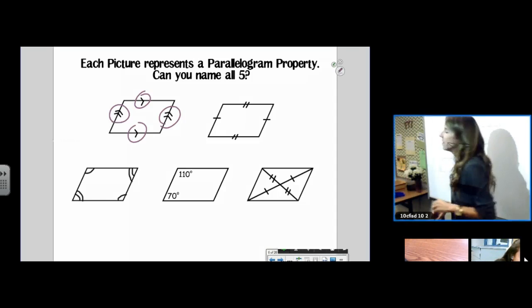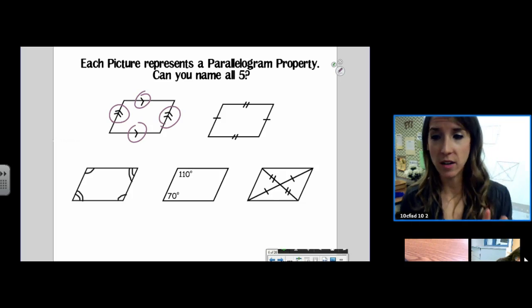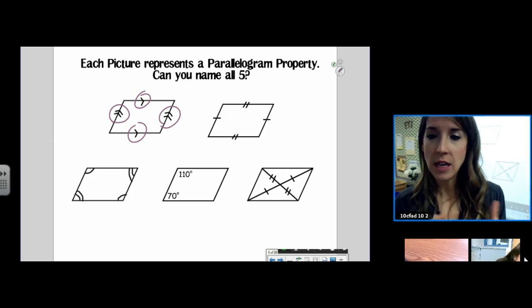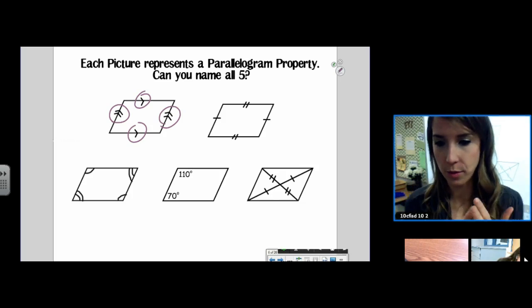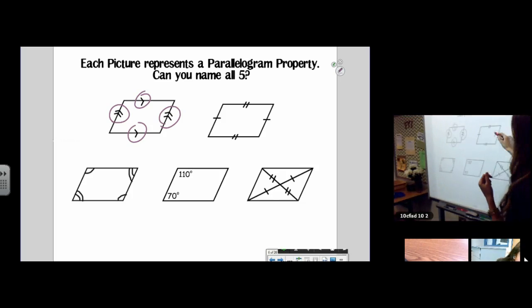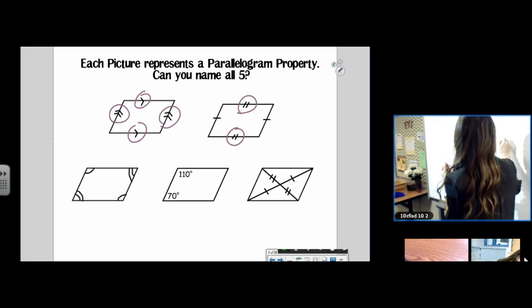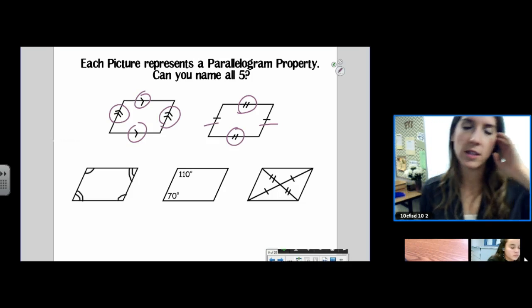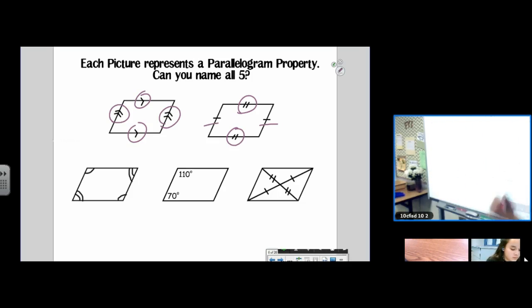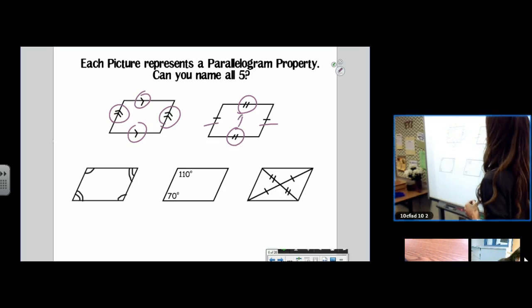Yep, you said it. That means opposite sides are parallel. You have to know that those arrows mean parallel. They don't mean congruent. They mean parallel, same slope. Okay, the next one. This is saying that sides are congruent. You have to be really specific with these properties. No, not just sides are congruent. The opposite sides are congruent.